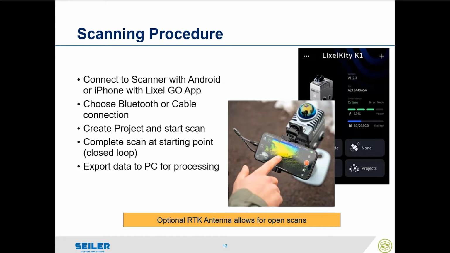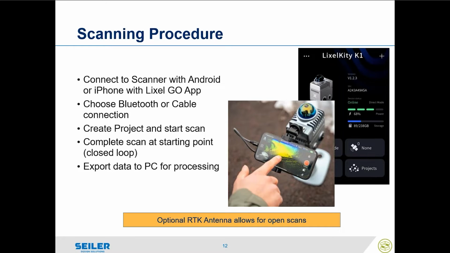Create a project, start your scan. You're going to complete your scan back at your starting point. So typically you would do a looped scan. So if I was doing an exterior of a building, I may start outside, walk around the exterior of the building, walk in the open front door and start my internal scan. And when I'm done with my scan, typically I would come back out and stop the scan at the starting point. It's kind of like closing the horizon with an instrument. It's just making sure you close your traverse. But with the RTK antenna down there at the bottom, you can do open scans.